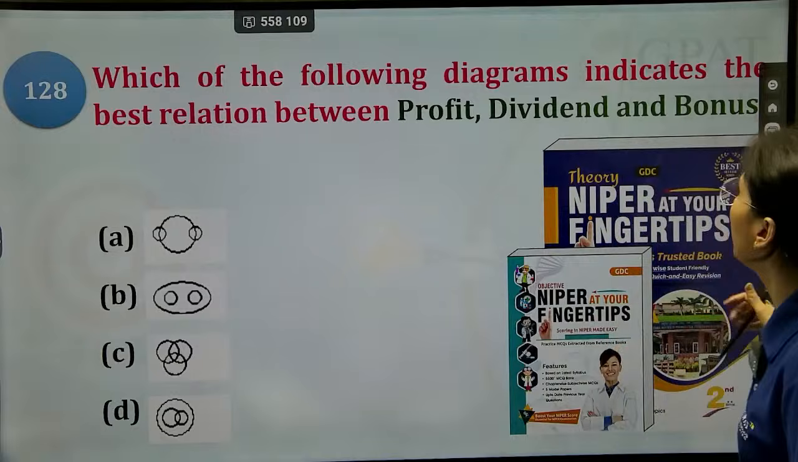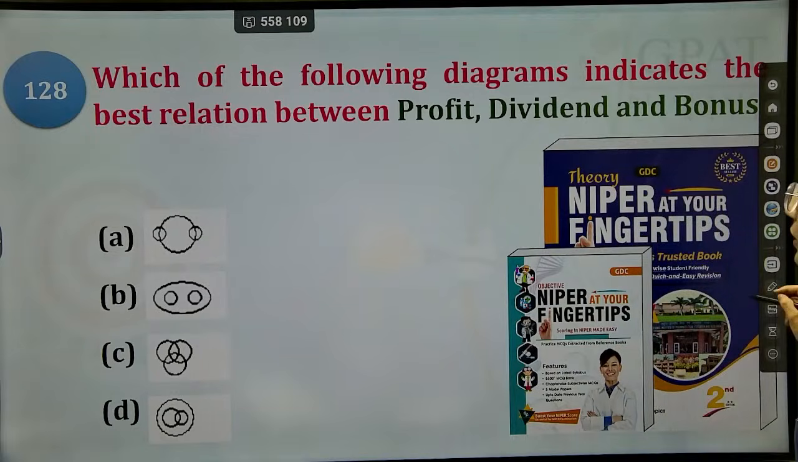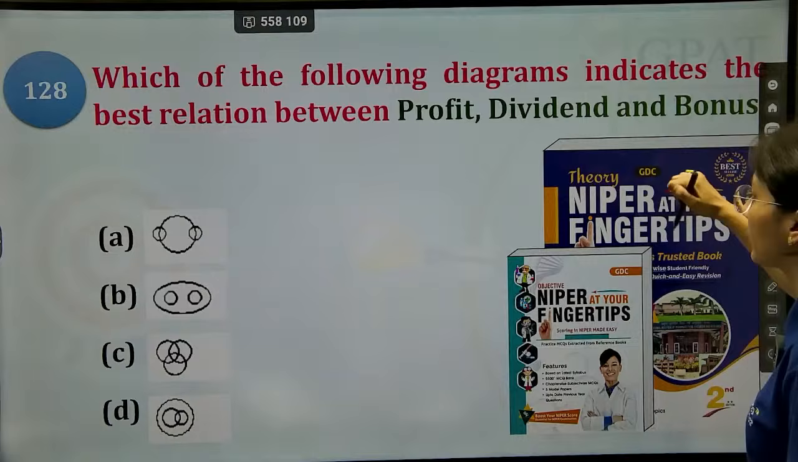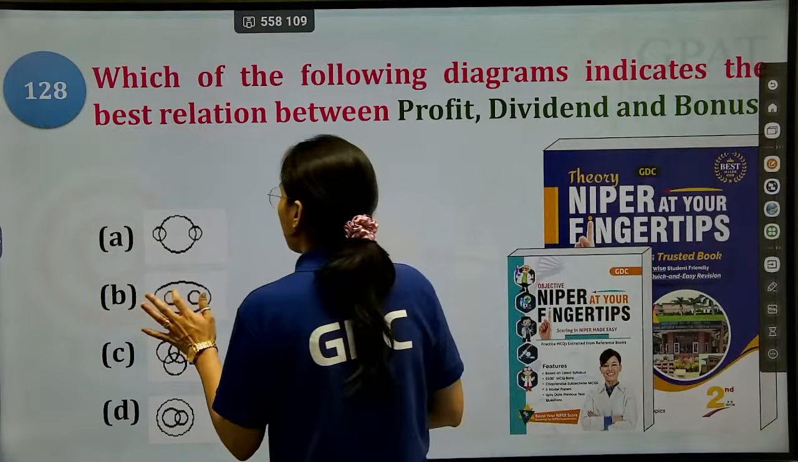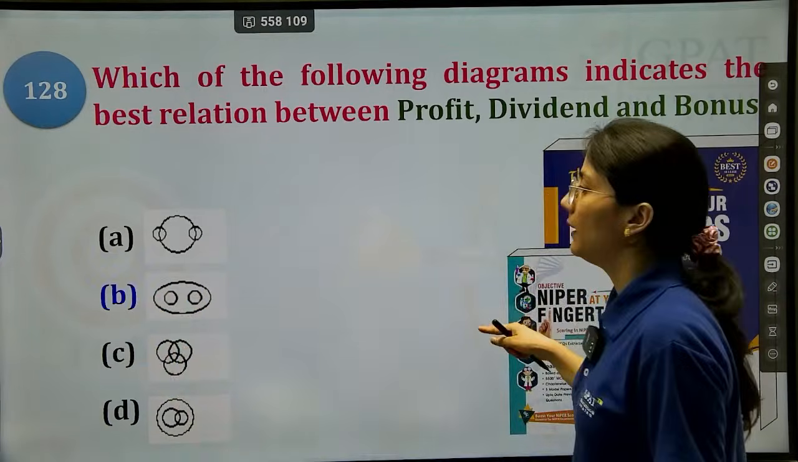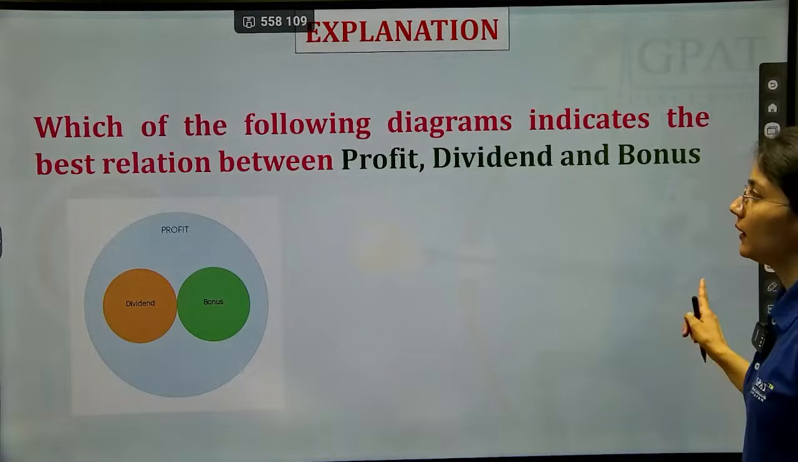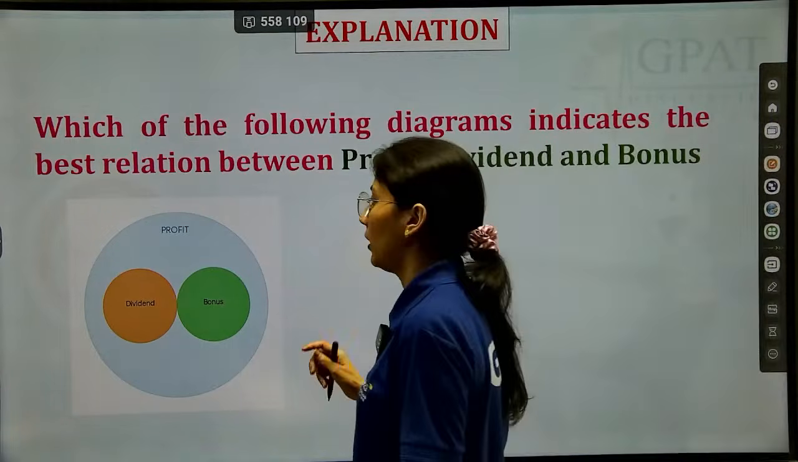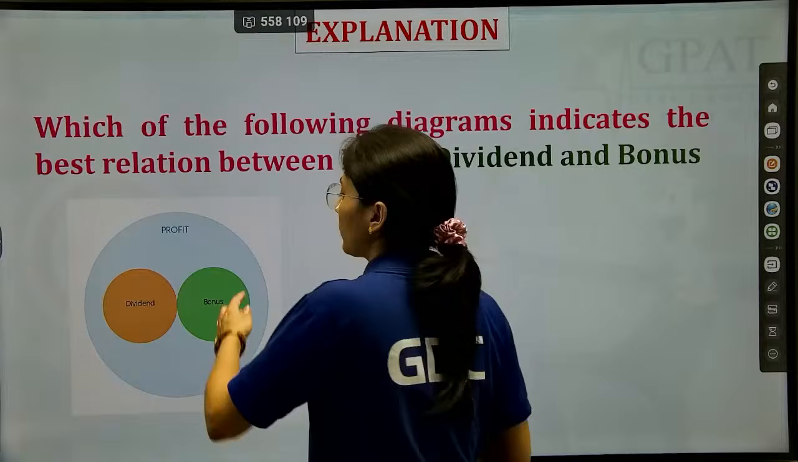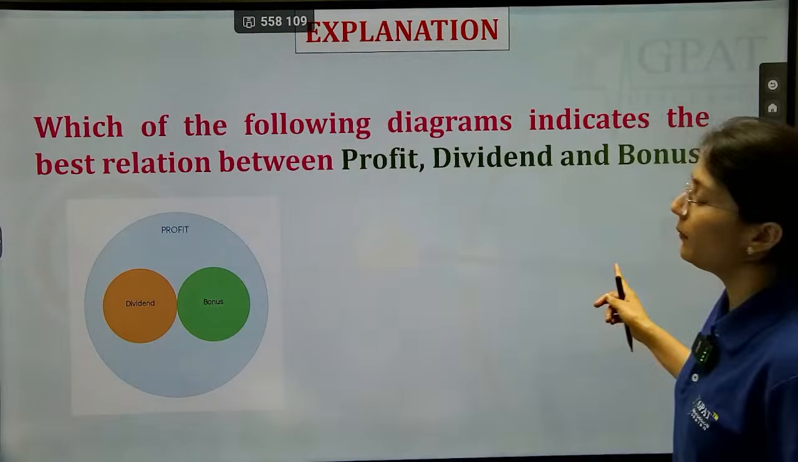Now, which of the following diagrams indicates the best relation between profit, dividend and bonus? As we know, profit includes dividend and bonus. So option B is correct. Profit, and under profit, dividend and bonus.